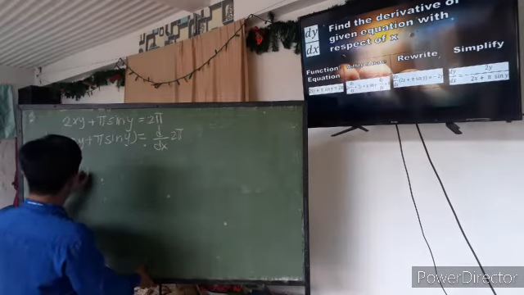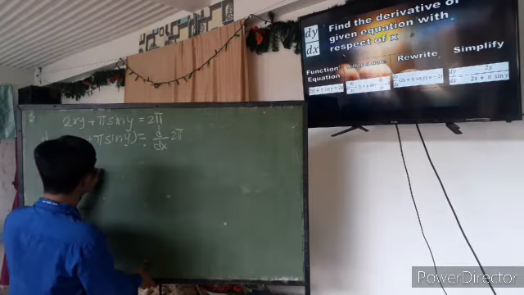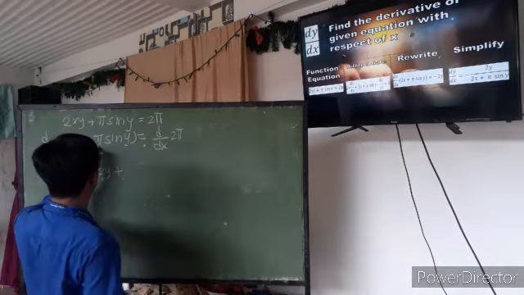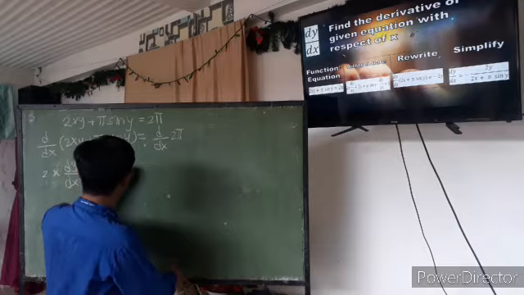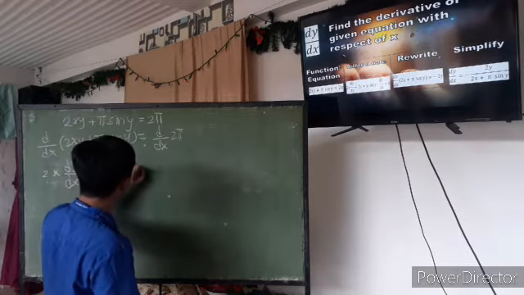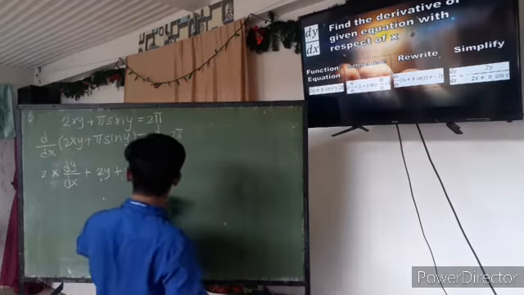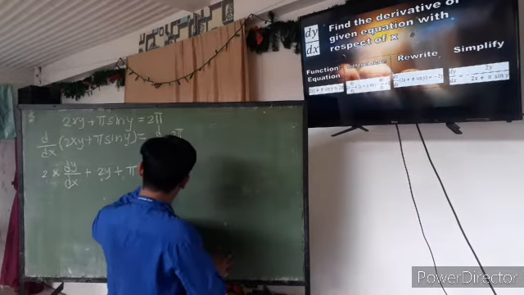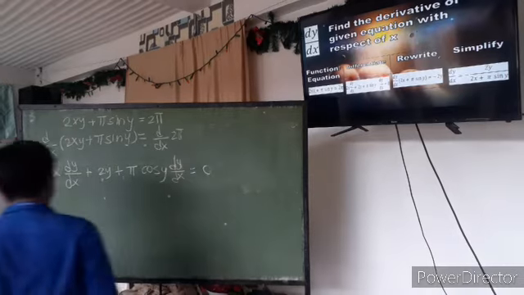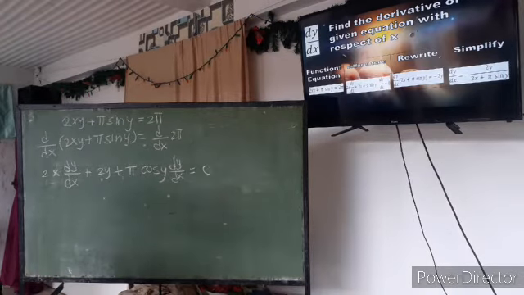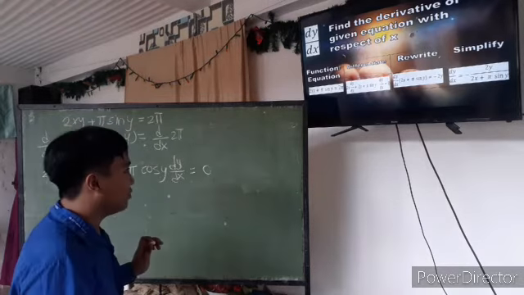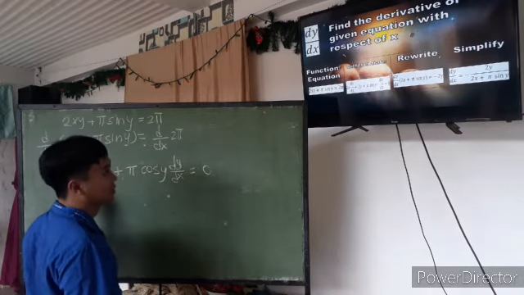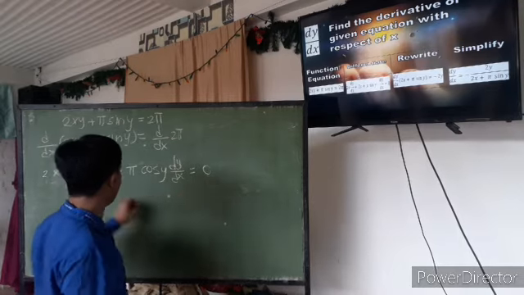Plus, then 2y. Simple. Plus, then pi cos y, differentiate the inside, which is y, then y, then 0. Now, combine the terms with d of y over d of x. The 2 pi will be moved to the other side.